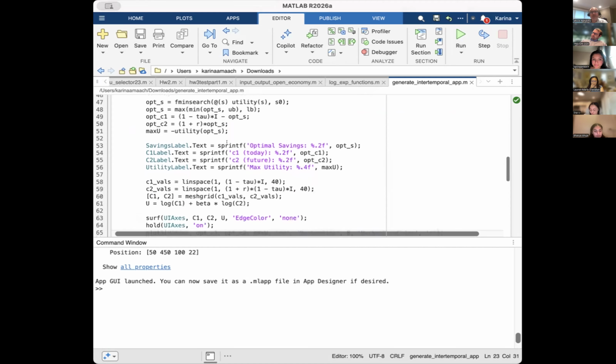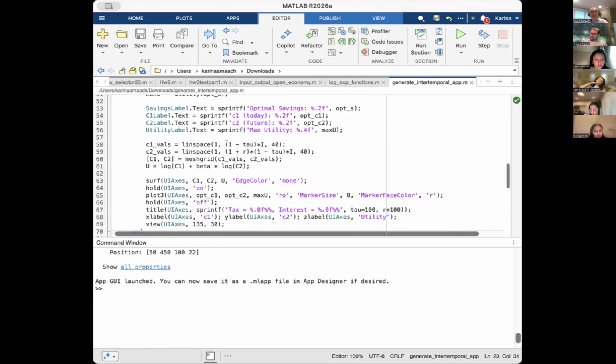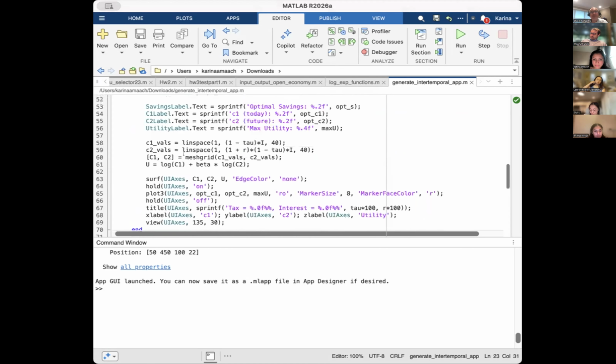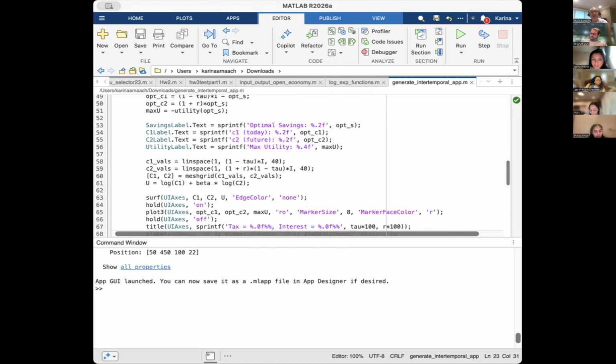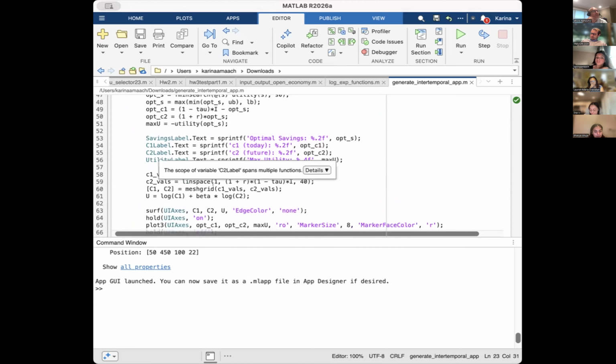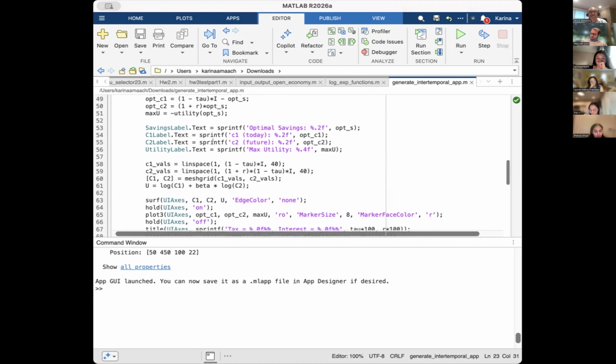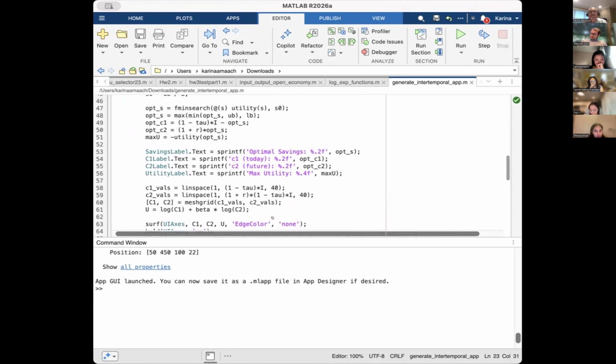And then you have the saving limit. So it creates the... sorry, I lost my spot. Yeah, so you have the saving labels. And then again, consumption 1, consumption 2, and then the utility. And then you have the optimal savings as well.